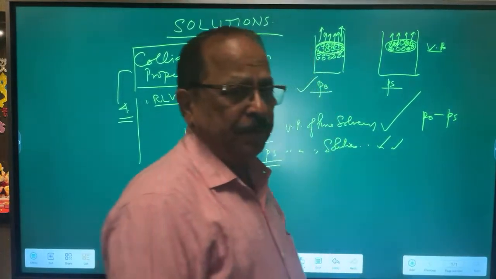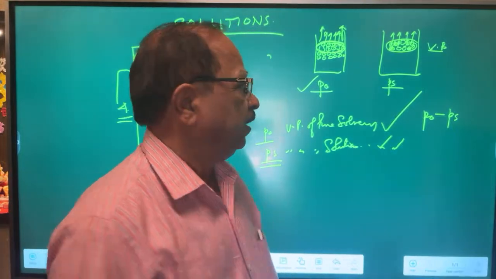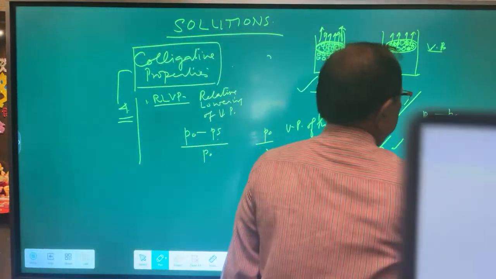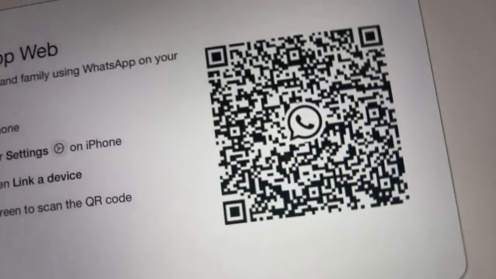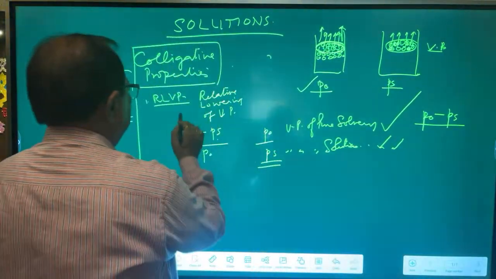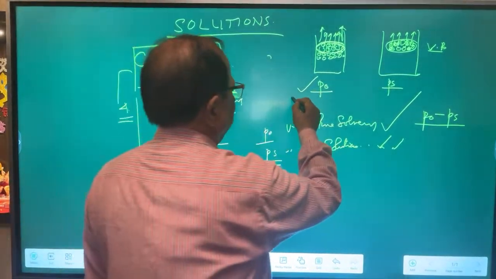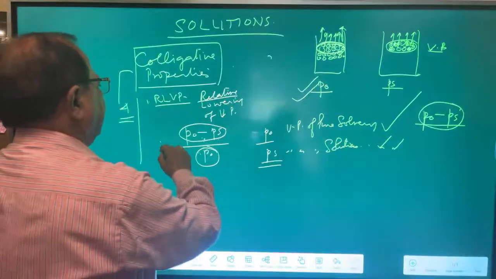So if I ask you how much lowering of vapor pressure has occurred, sir, P naught minus Ps. P naught was the vapor pressure of pure solvent, and Ps is the vapor pressure of solution. So P naught minus Ps is the lowering of vapor pressure. And if I ask you what is the relative lowering of vapor pressure, what does it mean?